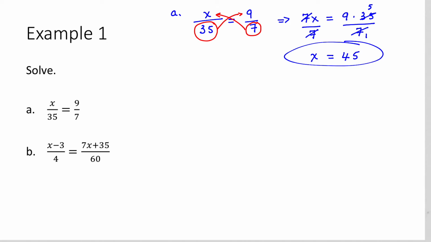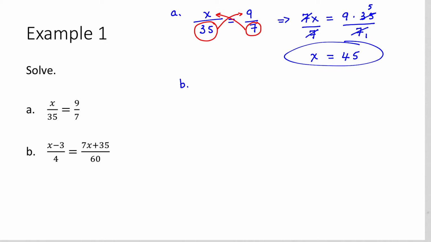Now I do want to stop and take a look at the initial ratios that we had there. So what were the ratios that we had to start with? Did they have a variable in the denominator? They did not. So this is fine as an answer. If I have a variable in the denominator, I have to check to make sure my answer doesn't make the denominator 0. But we're all set here. X is 45. We can move on with our lives.